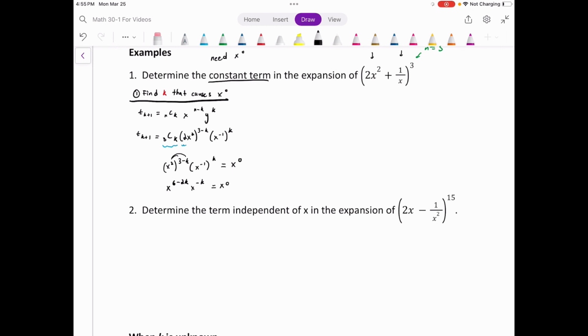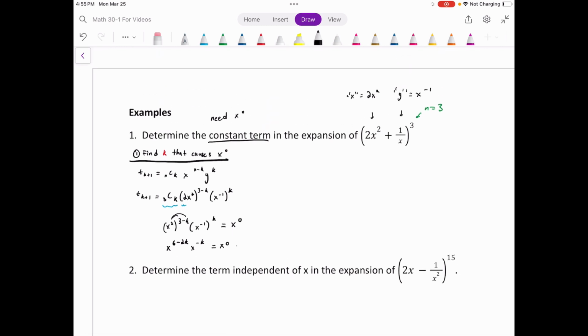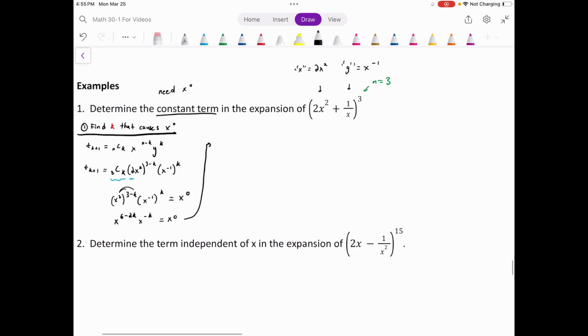That needs to equal x to the power of 0. Just going to move up here a bit. Now I'm multiplying these two powers of x together. Exponent laws tell me I can add their exponents. So this is x to the power of 6 minus 2k plus negative k. So minus k needs to equal x to the power of 0. And just simplifying a bit here, 6 minus 2k minus another k, that's 6 minus 3k. That needs to equal x to the power of 0.